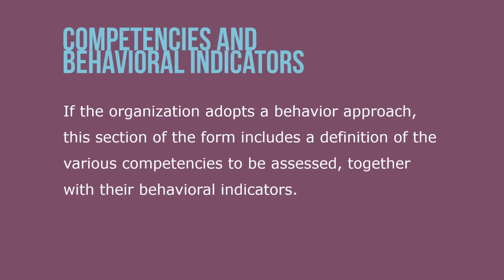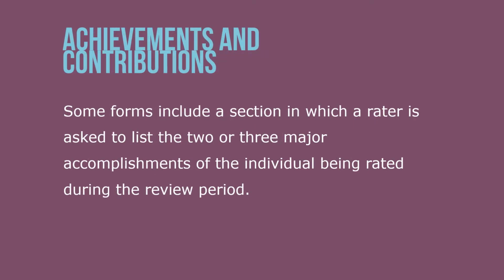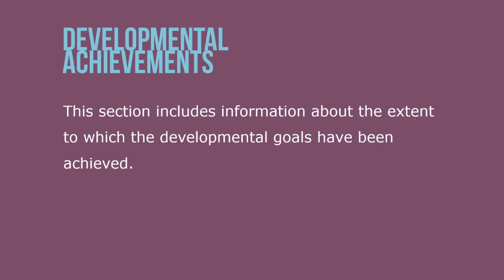Competencies and behavioral indicators. If the organization adopts a behavioral approach, this section of the form includes a definition of the various competencies to be assessed, together with their behavioral indicators. Achievement and contributions. Some forms include a section in which the rater is asked to list two or three major accomplishments of the individual being rated during the review period. Then, developmental achievements. This section includes information about the extent to which developmental goals have been achieved.